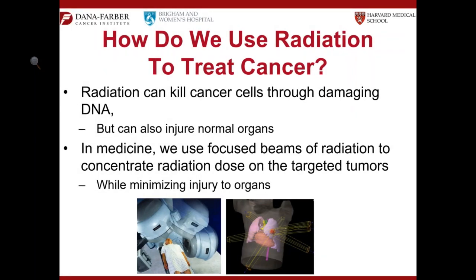And so how does this all work? How do we use radiation to treat cancer? Radiation in its own right is not a smart treatment in the sense that it can kill cancer cells through damaging the cancer cell's DNA, but it can also damage the DNA of your normal cells and the normal organs and damage those organs. In medicine, we use the radiation by focusing the beams of radiation to concentrate the radiation dose on the targeted tumors, so thereby minimizing injury to the surrounding organs. And I'll show you what that looks like.